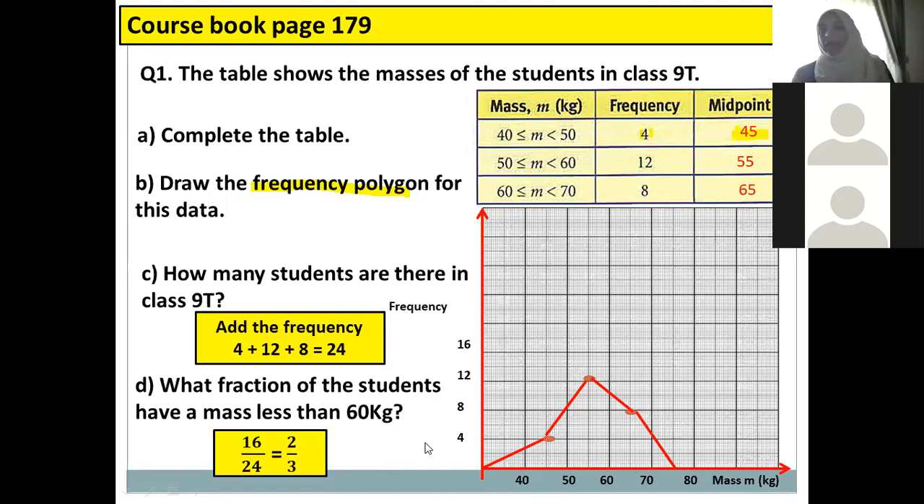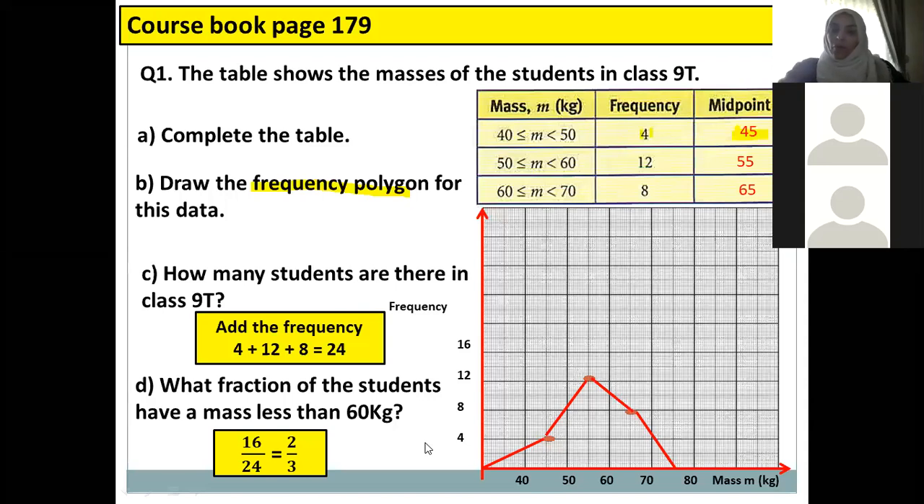I can help, Akram. You can divide by 8 on both sides. So 16 divided by 8 gives 2, and 24 divided by 8 gives 3. So they are 2/3 of the students in class 9. Okay, Akram? Just send me a thumbs up so I know you're fine. Okay, teacher. Okay, yeah, fine.